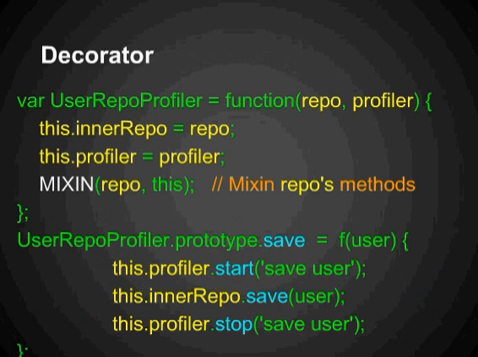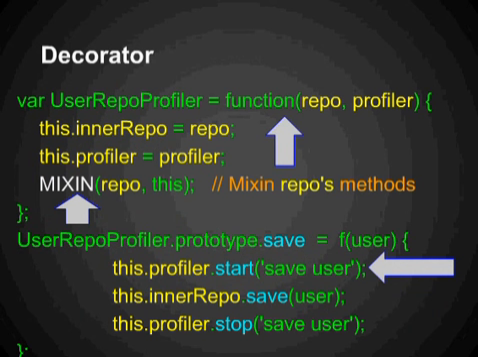And then I'm going to create another decorator. This one is going to be user repo profiler. And just like the previous one, its constructor takes an inner repo. We don't care what the implementation of the repo is. It's going to take a profiler. Again, we don't care what the implementation of the profiler is. Now I'm going to mix in whatever repo was passed into me, all of its methods, into this object. Again, this lets us, as a convenience, not have to implement all of the user repo methods. The ones we don't implement, we just hand off to the inner repo object for it to deal with.